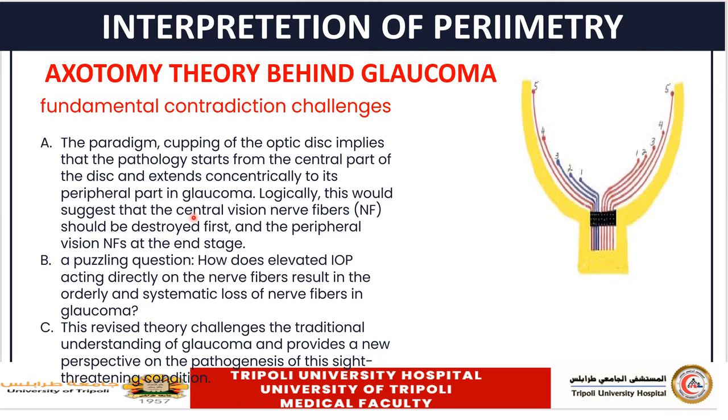The second puzzle question that is important: how does this elevation in the intraocular pressure directly affect the nerve fiber layer? They claim that there is a two-stage effect of the intraocular pressure that is not directly affecting the nerve fibers, but is affecting them indirectly. So this revised the theory, that's the axotomy theory. It challenges the traditional understanding of glaucoma and provides a new perspective on the pathogenesis of this sight-threatening condition, and it will open the door for further investigation regarding the exact pathogenesis, the etiology, and also the definition of glaucoma.